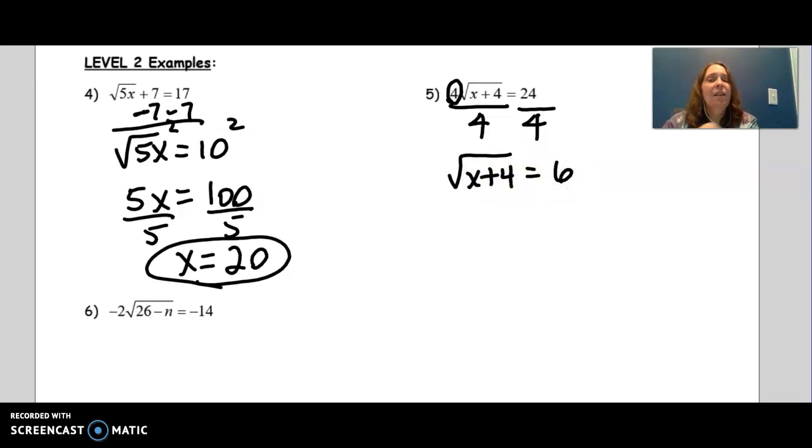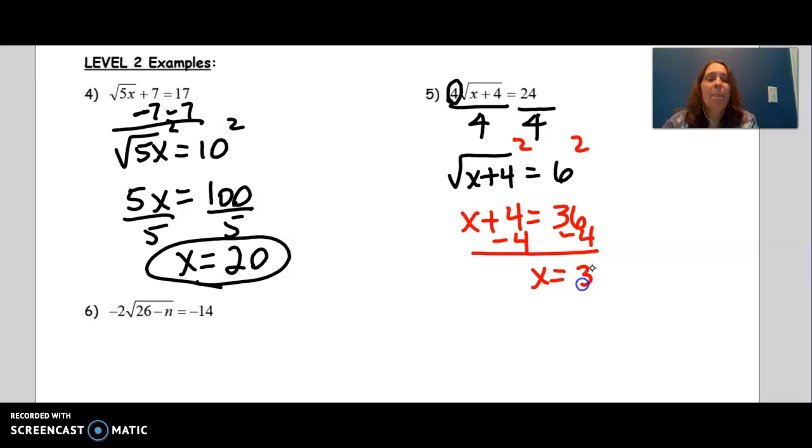And now look at that. Our radical is by itself. So we can square on the left, square on the right. The radical and the squared cancel each other out, leaving us with x plus 4. And 6 squared is 36. All right, finish up that step. What do you need to do? Hopefully you subtracted 4 on both sides, and that would give us x equals 32.